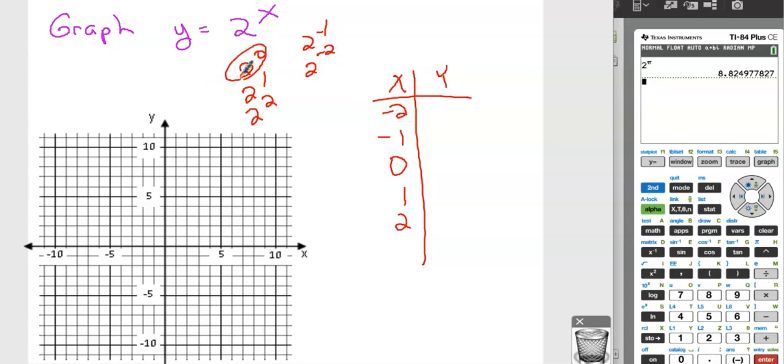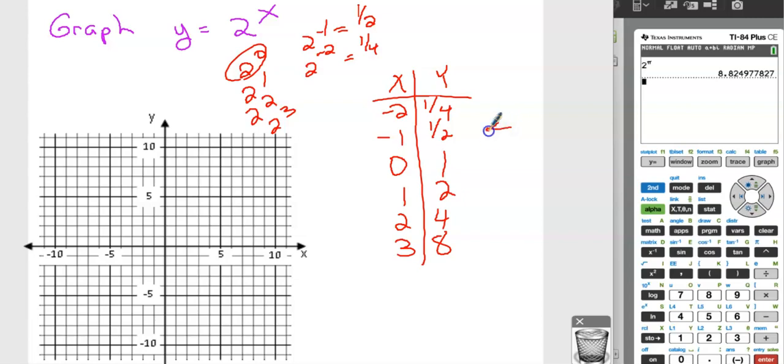Anything to the 0 power is 1. 2 to the first power is 2. 2 squared is 4. Even if I did 3, 2 to the third power is 8. For -1, remember, a negative exponent means to flip it, so I'm going to flip the 2. Here I'm going to square it and flip it, so that's 1/4. Again, you don't need a calculator for this, but if you wanted to plug it into your calculator, your calculator would probably come up with decimal answers on those, but either way, it's fine.